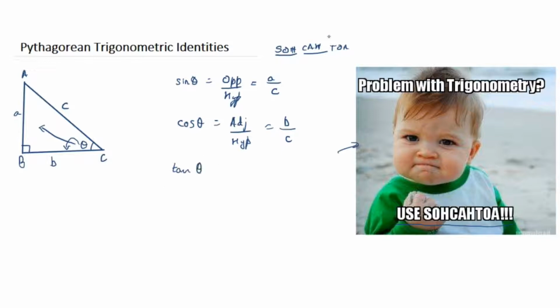And tan theta, according to TOA, is going to be opposite over adjacent. Or I can also say tan theta is equal to sine theta over cos theta. So if you do that, A over C divided by B over C, it happens to be A over B. Even if you look at it this way, the opposite is A and the adjacent is B, so it's going to be A over B. So remember that SOHCAHTOA can solve all your trigonometric problems. You don't have to do anything about it.